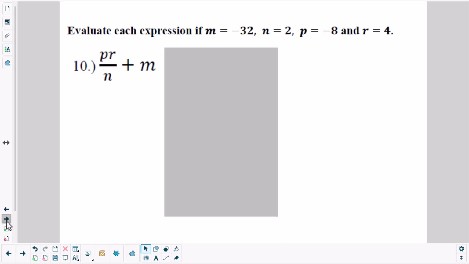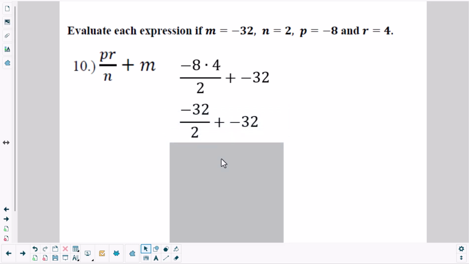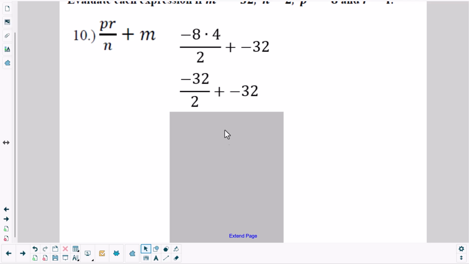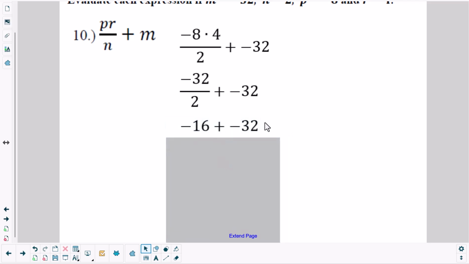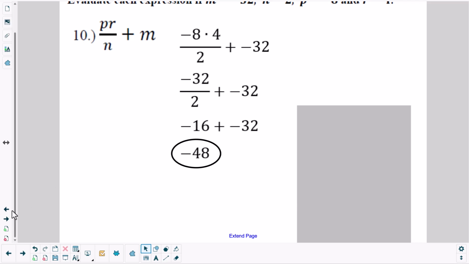Number 10, PR over N plus M. All right, different variables here. So for PR, we are going to have negative 8 times 4 on the top over N, which is 2, plus M, which is negative 32. Negative 8 times 4 is negative 32. We have negative 32 over 2. Negative 32 divided by 2 is negative 16, so we have negative 16 plus negative 32. Signs are the same, so we're going to add. That will give us negative 48. Negative plus a negative, negative.